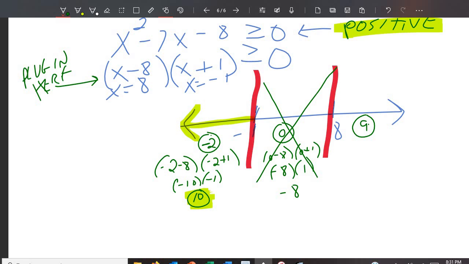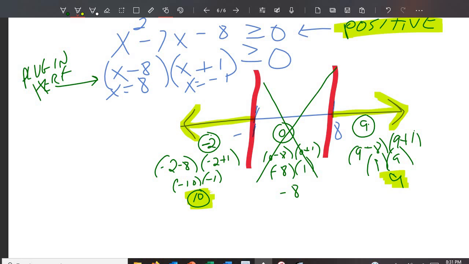Now let's take the 9 and plug it in. 9 minus 8, 9 plus 1. We're going to get 1 times 9, which is 9. And notice it's a positive number. So we're going to shade this direction.